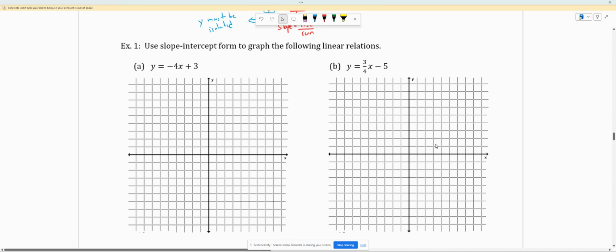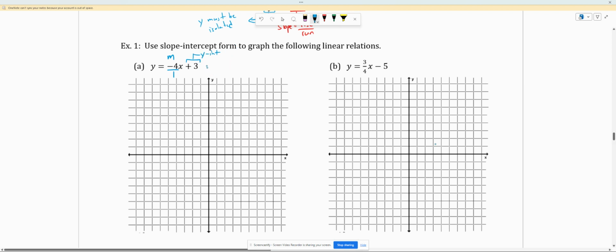So let's try it out. Here are 4 different equations. Can we use the slope-intercept form to graph these? All we have to do is first write this in slope-intercept form. I'm going to write this slope as a fraction so we can see our rise over run. There's my m, right here. And my y-intercept, always including the sign, is right there.